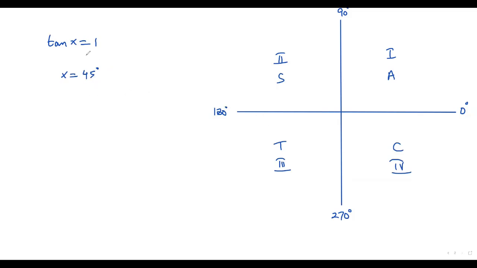So we have the angle measure x in the third quadrant as well, because in the third quadrant tangent is positive, and here we have a positive value. How do we get the angle measure in the third quadrant?